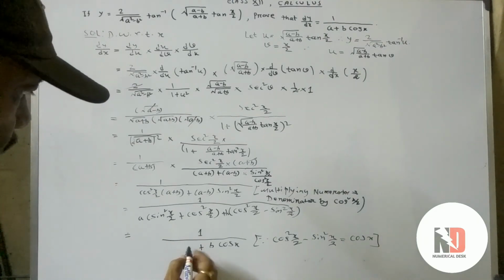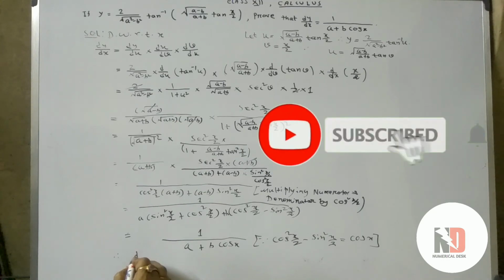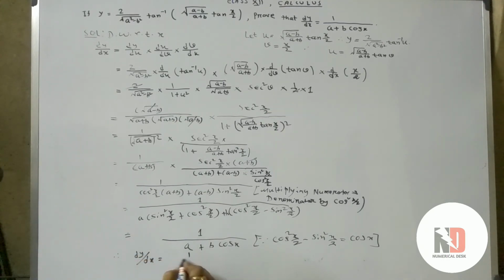So what is asked in the proof is written. Okay, and therefore finally we have done as given: dy by dx is equal to 1 by a plus b cos x, proved.